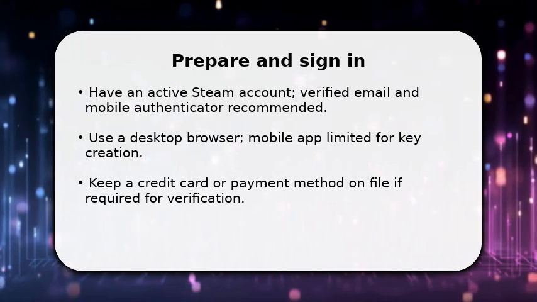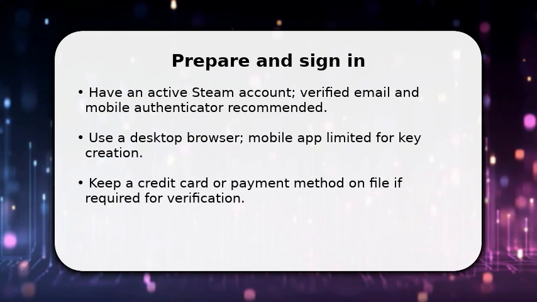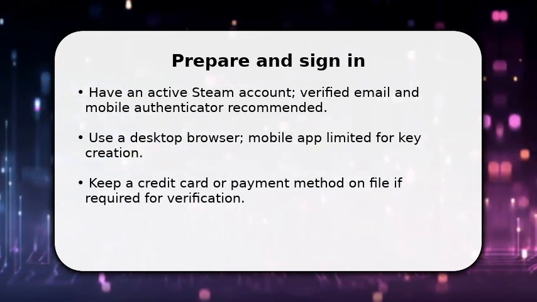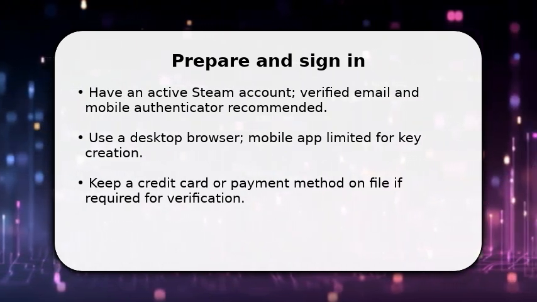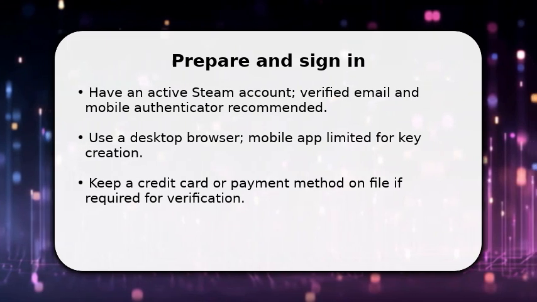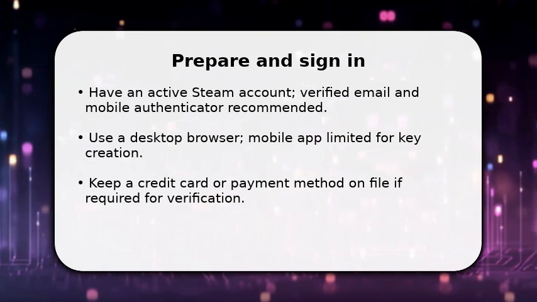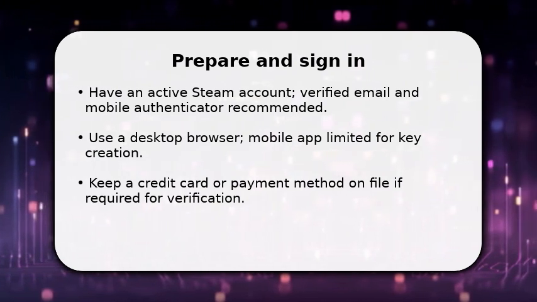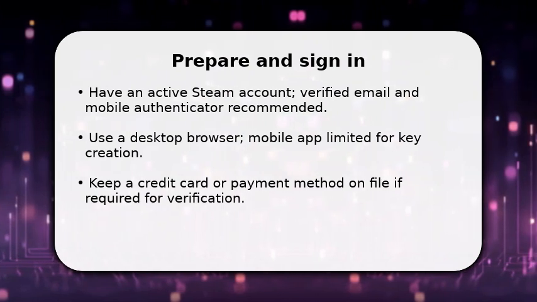You start by signing into your Steam account on a desktop browser. This ensures full access to developer pages. Once signed in, make sure your email is verified and your account has any required protections like the mobile authenticator. Next, check that you can access the Steam community and your profile settings without extra prompts. These prerequisites reduce interruptions. Once done, proceed directly to the API key registration page within your account settings to begin the request.